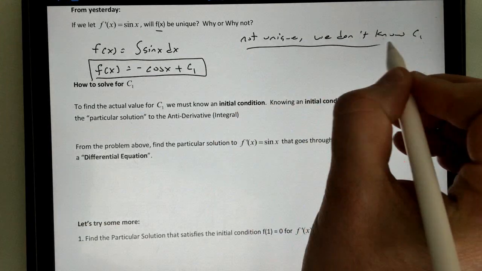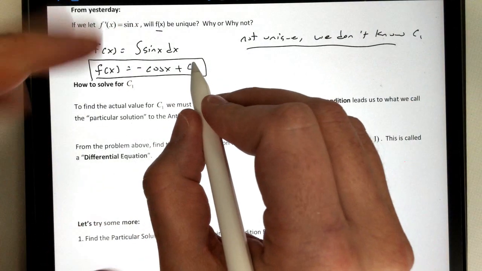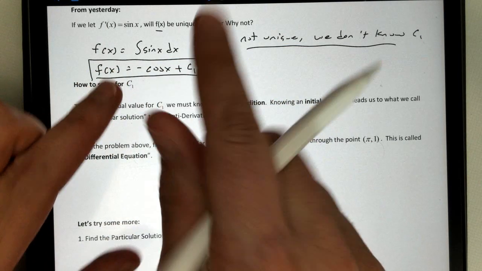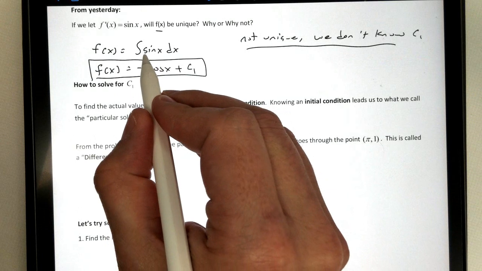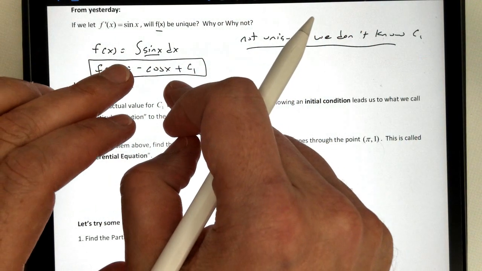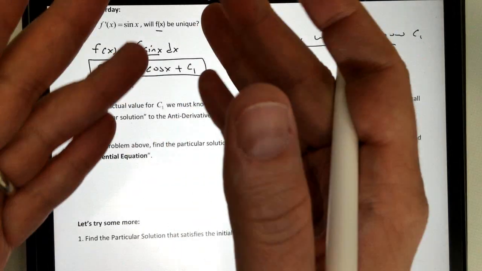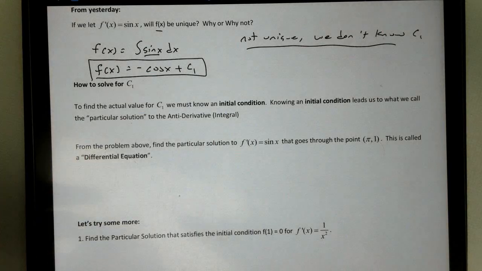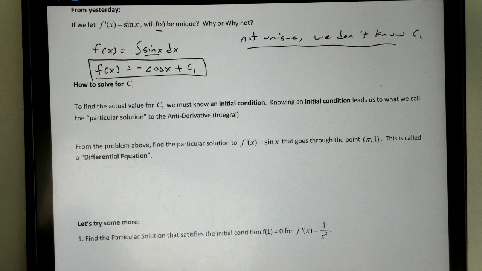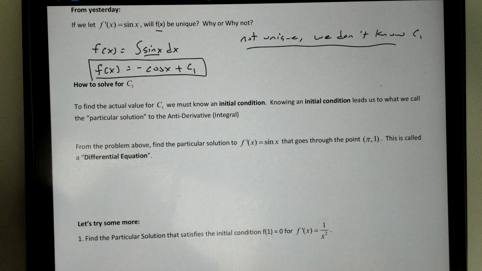C could be anything. If I were to take the derivative of this function right here, the constant becomes 0. Remember, this sine of x, we're saying this is the derivative of our function. And because c could be any constant and the derivative of any constant is 0, we really don't know what this is. So therefore, c could be anything. So therefore, we say it is not unique.